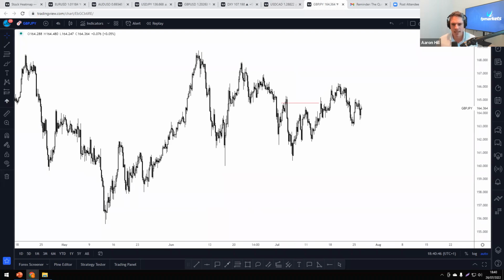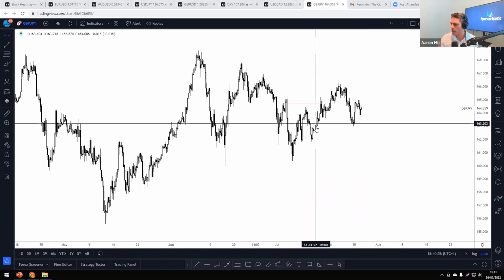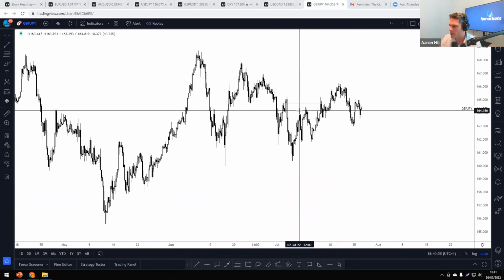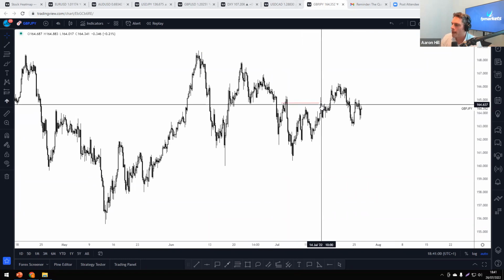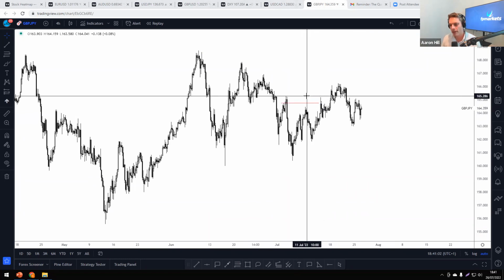Now, as you can see, this is the pound yen for the H4 time frame. Okay, we've answered that question. Right, so this is the H4 time frame. Look, I've really just picked out a QM pattern. So there's another way of confirming your QM pattern.